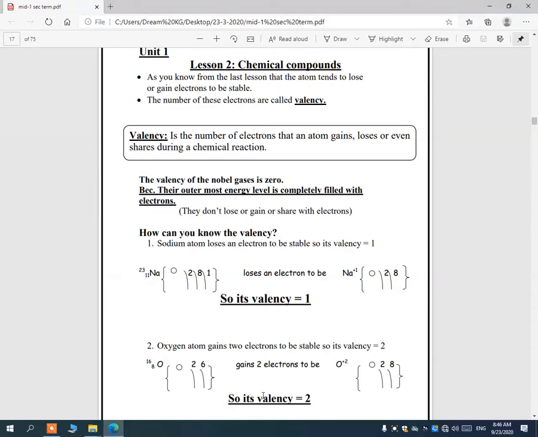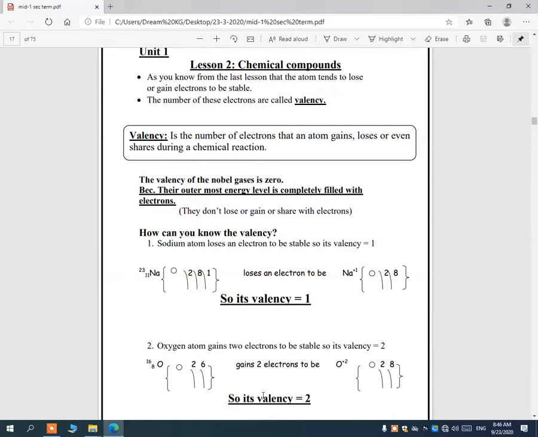Today we are going to talk about lesson 2 of unit 1, which is talking about the chemical compounds. As you know from the last session, all the metals tend to lose their outermost electrons and the nonmetals tend to gain electrons. These numbers of electrons are called valency. So what is meant by valency? It is the number of electrons that the atom gained or lost or even shared during the chemical reaction.